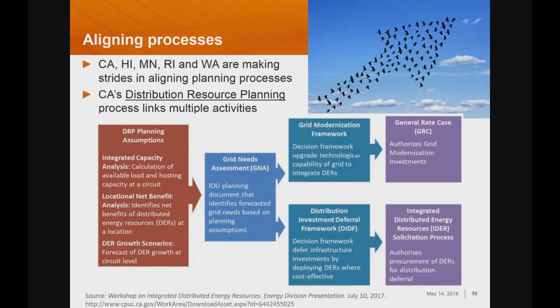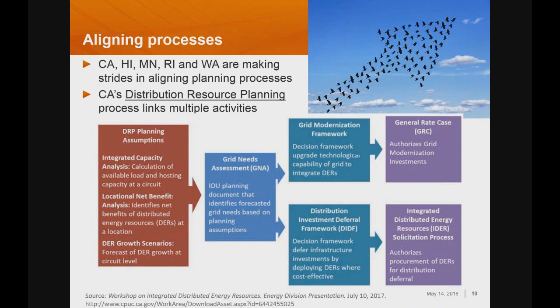There's so many different processes out there. California, Hawaii, Minnesota, Rhode Island, and Washington are all making strides in aligning planning processes. And I really like this figure on this slide where, there's so much going on in California. You feel like you hear about all these different pieces. And for me, this slide showed how they all fit together. This is from an Energy Division presentation back in June of 2017. And it's really the distribution resource planning framework.